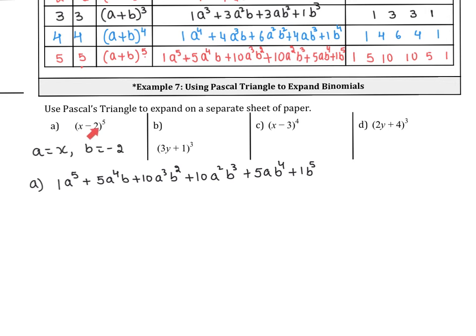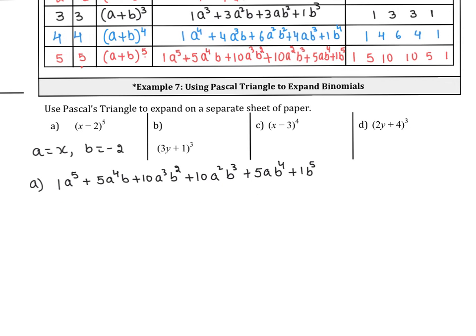So for letter A, the power is 5. It means we are going to expand it like this. All we have to figure out is what is A and what is B. So if I compare this with the factor x minus 2, then A is x, and then B we can consider as negative 2. So all I have to do is plug in A as x and B as negative 2 in this expansion.